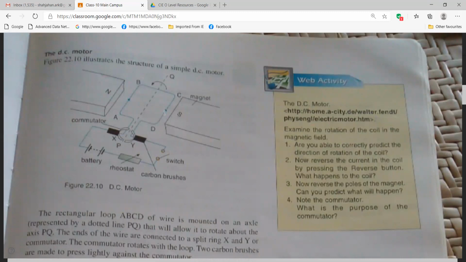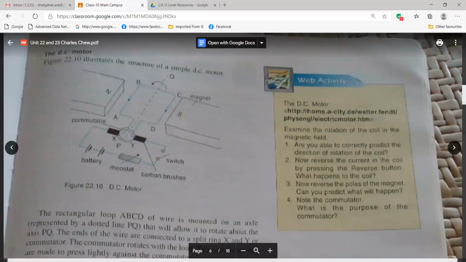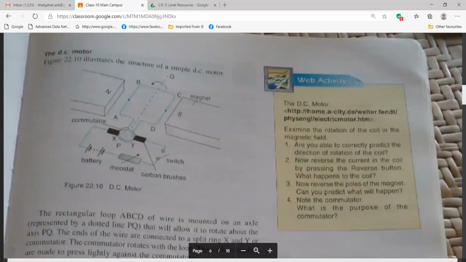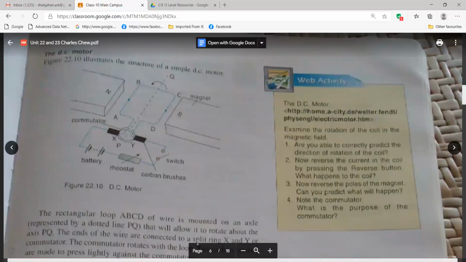The current direction is towards you, then the magnetic field direction is right side, then your thumb is upwards, right? Your thumb is working upwards, so your coil part CD will move upwards, right?